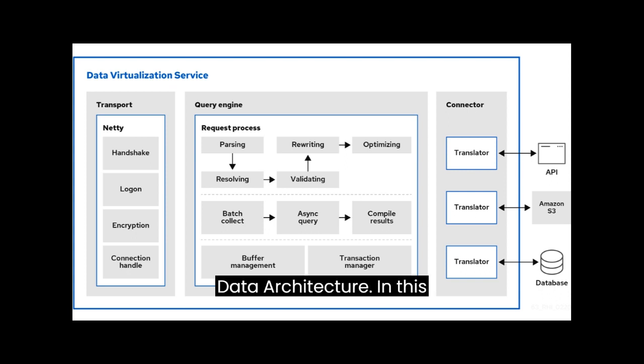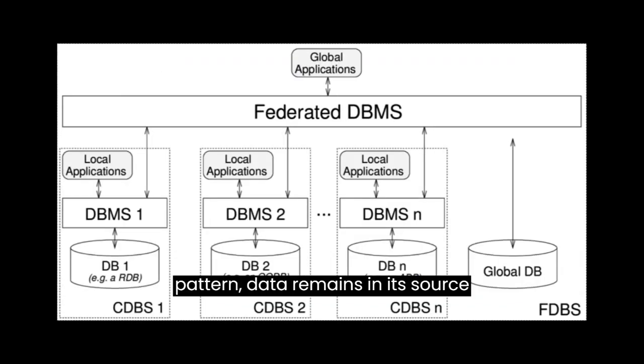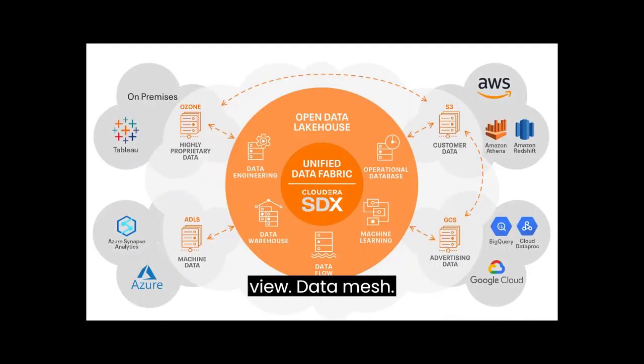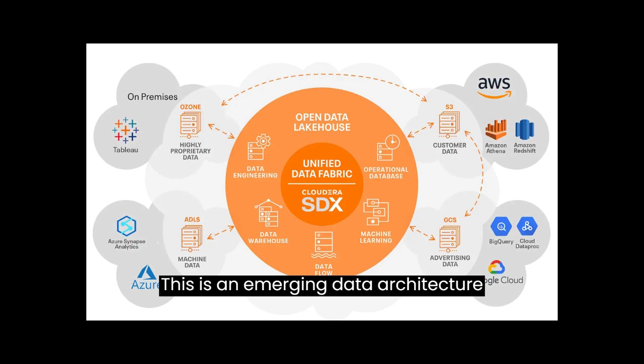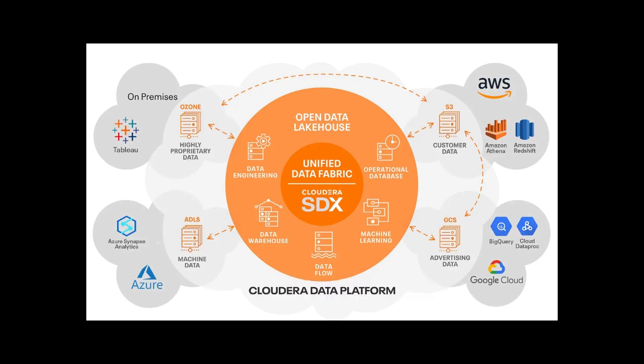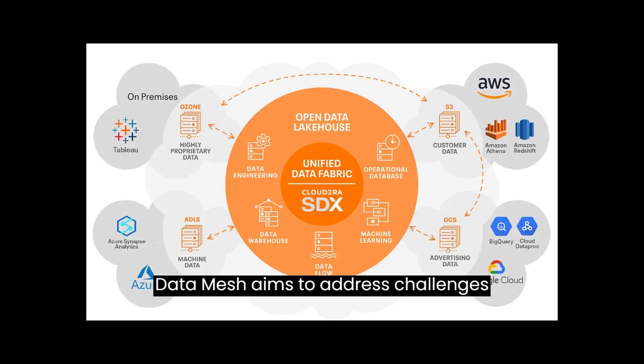Federated data architecture. In this pattern, data remains in its source system, and a centralized system queries and aggregates data from different sources in real time, providing a unified view. Data mesh. This is an emerging data architecture pattern that emphasizes decentralization and domain-oriented ownership of data. Data mesh aims to address challenges related to scalability, data discovery, and data product delivery in large organizations.